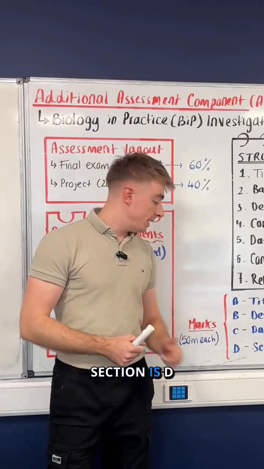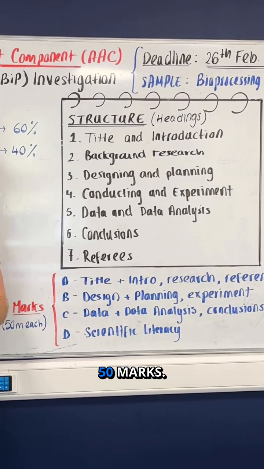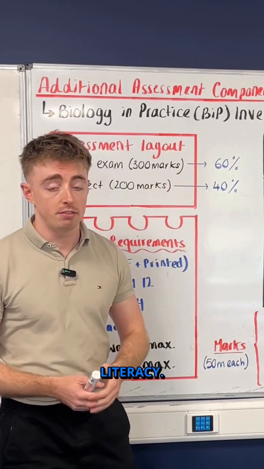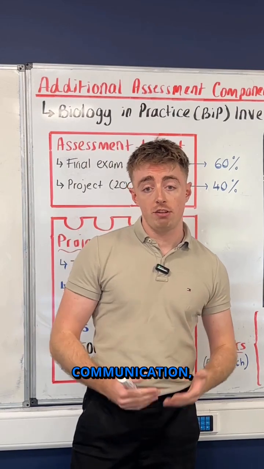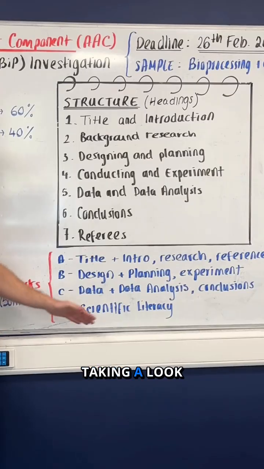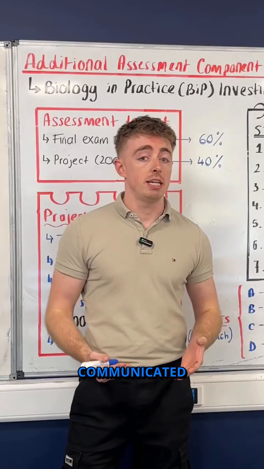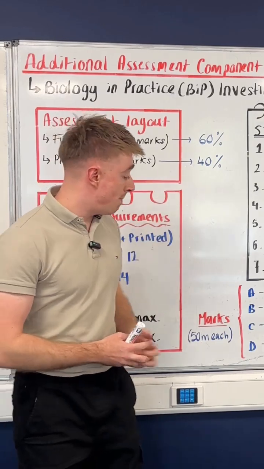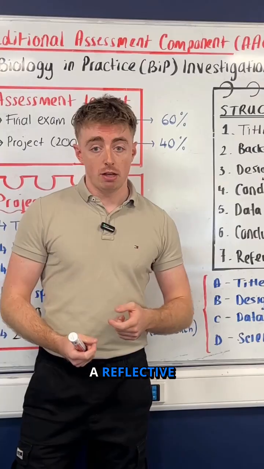Our last section is D, and this is also worth 50 marks, and this takes a look at scientific literacy. This is all about your communication, your relevance, and relating this idea to existing knowledge. This will be taking a look at your project as a whole and how you've actually communicated it to the reader. They will also be looking for a reflective component in this.